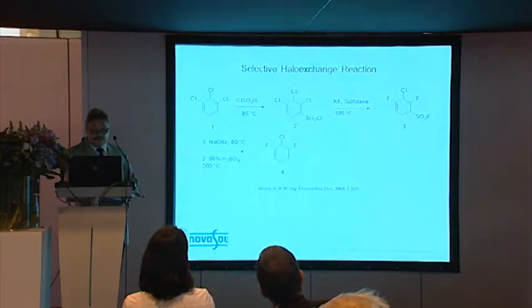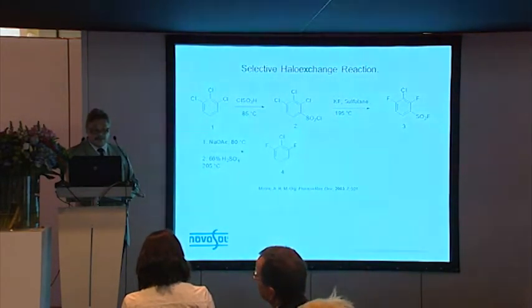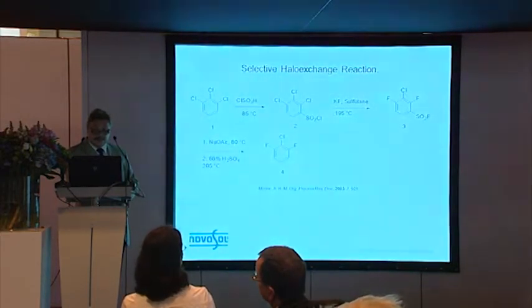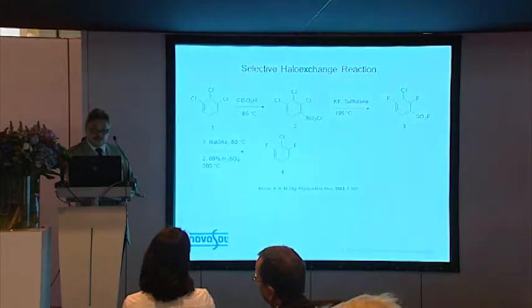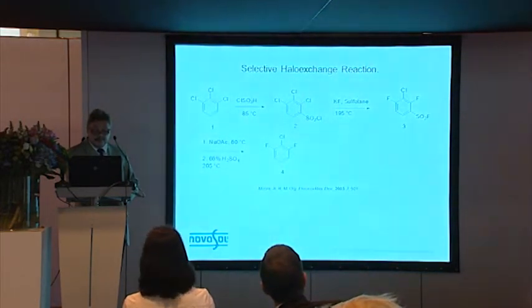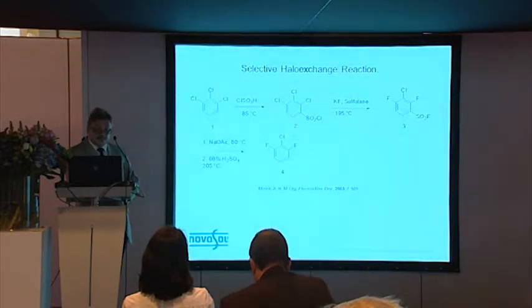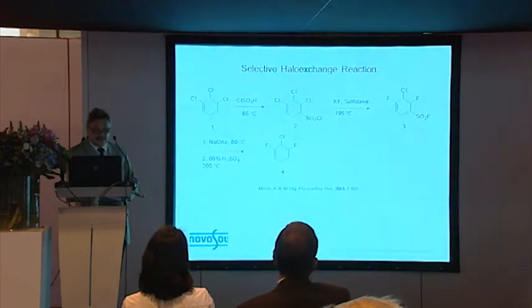The authors in this case first chlorosulfonated the starting material, the tris-chlorobenzene, and then converted it into the bis-fluoro with potassium fluoride in sulfolane, and the reaction was done at 195 degrees to give number 3. After that, it was hydrolyzed with sodium acetate at 80 degrees, and then the sulfonic acid would cleave off with 66% sulfuric acid at 205 degrees.